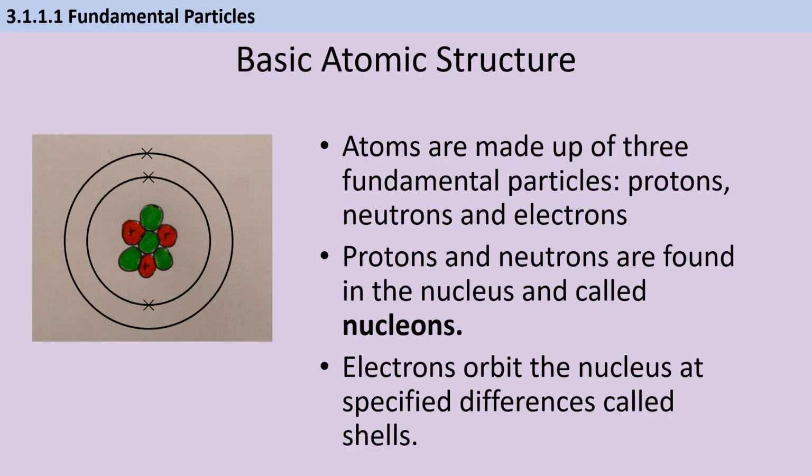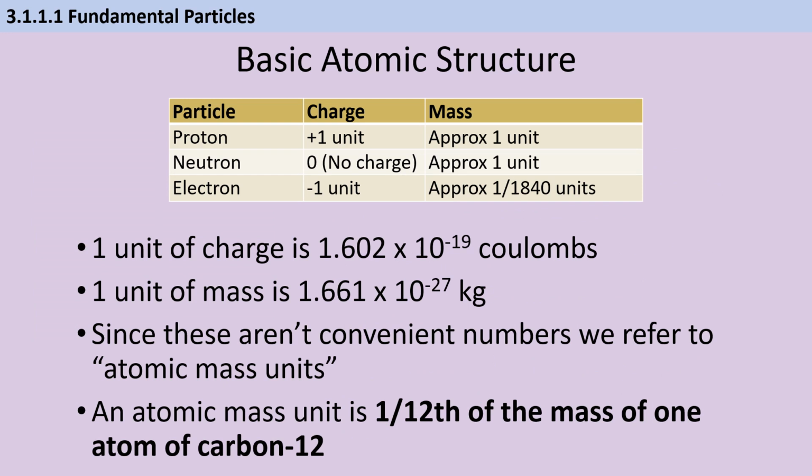The first topic in Year 12 physical chemistry was atomic structure, and a lot of this was very familiar from GCSE. You should know that an atom consists of a nucleus containing protons and neutrons, and we call those particles nucleons, and they're surrounded by electrons. The absolute masses and charges of the subatomic particles are incredibly small, so rather than referring to those actual numbers, we tend to talk in terms of atomic mass units and atomic charge units. So an atomic mass unit is 1/12 of the mass of one atom of the carbon-12 isotope.